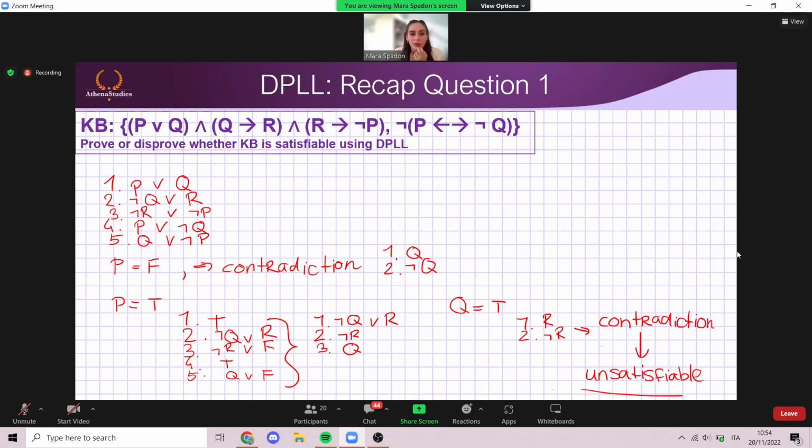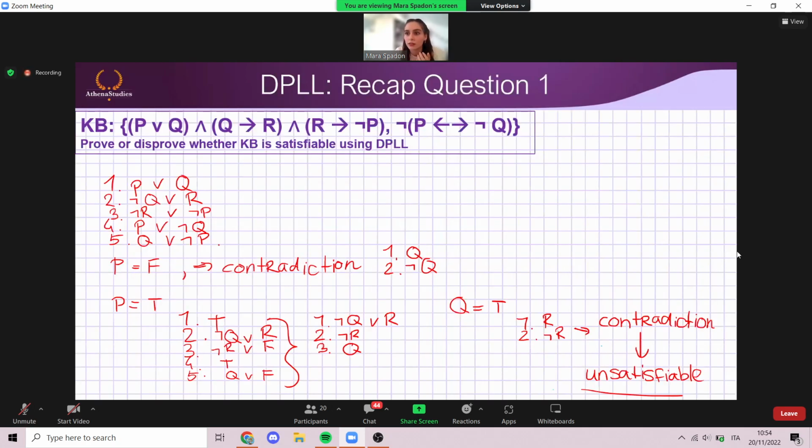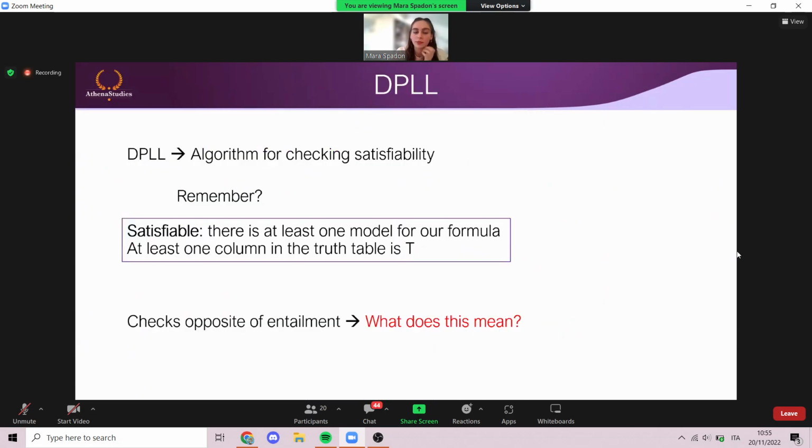But now let's move on to DPLL, the rest. Okay, so again, DPLL is an algorithm for checking satisfiability. Also, is there anyone else that has any questions or uncertainties about this? Okay, let's just try another example.